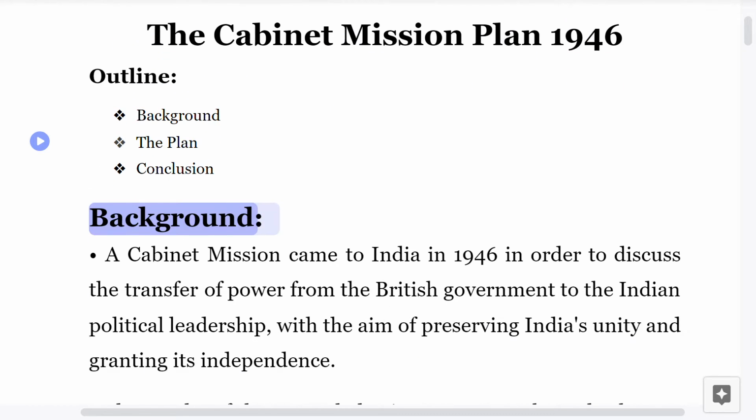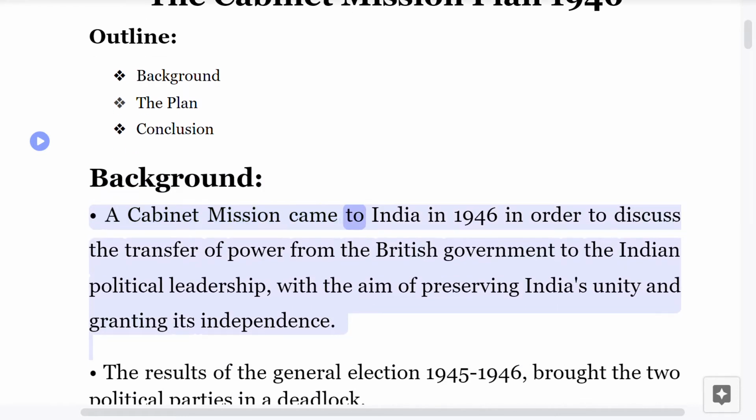Background. A cabinet mission came to India in 1946 in order to discuss the transfer of power from the British government to the Indian political leadership, with the aim of preserving India's unity and granting its independence.